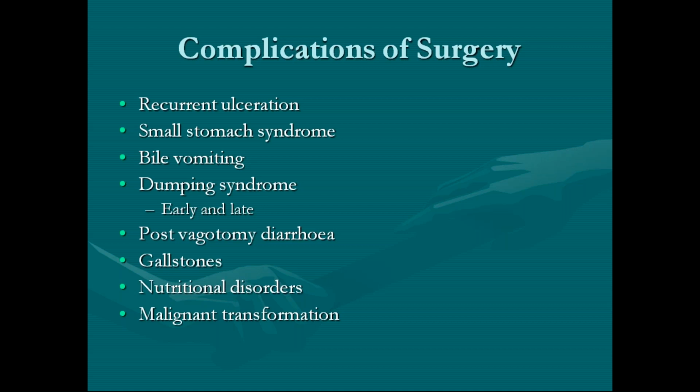So these are some of the complications following gastric surgeries. One is recurrent ulceration. The other is small stomach syndrome, then reflux of bile leading to bile vomiting, then dumping, early and late, then post-vagotomy diarrhea. Stasis of bile can lead to gallstones, and gastrectomy with loss of iron absorption and intrinsic factor can present as anemia and weight loss. The last one is malignant transformation. So these are the complications of surgery.